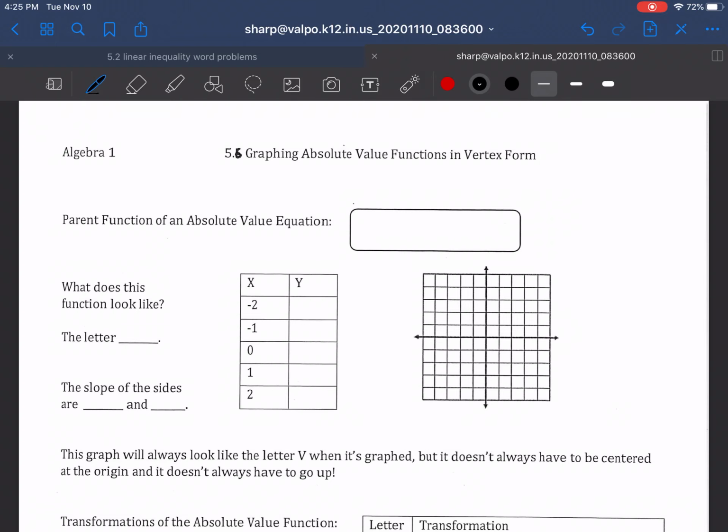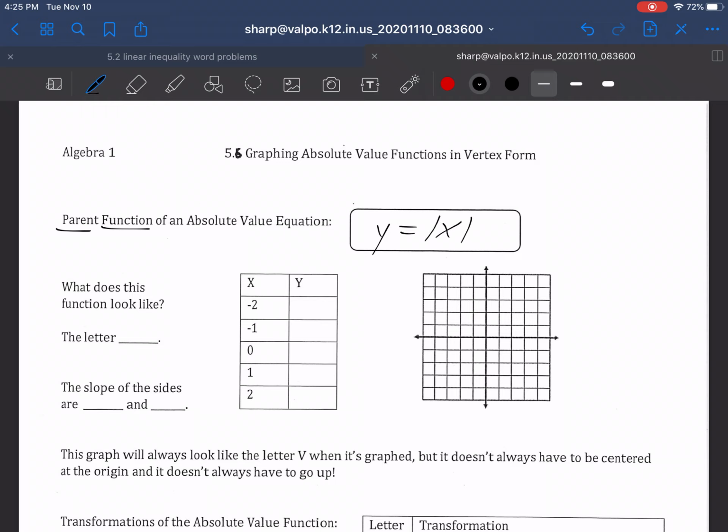Alright, you guys, we're looking at lesson 5.6, which is graphing absolute value functions, specifically in vertex form. So the first thing I want to make sure you understand is what the parent function of an absolute value is. That's just what we call the most basic absolute value function we can think of, which is right here. Y equals the absolute value of x, right?